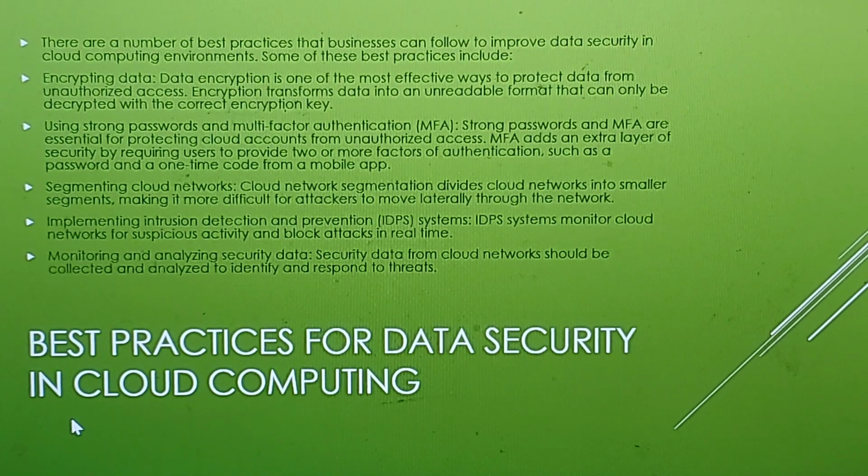Segmenting cloud networks. Cloud network segmentation divides cloud networks into smaller segments, making it more difficult for attackers to move laterally through the network. Implementing intrusion detection and prevention systems. IDPS systems monitor cloud networks for suspicious activity and block attacks in real time. Monitoring and analyzing security data. Security data from cloud networks should be collected and analyzed to identify and respond to threats.